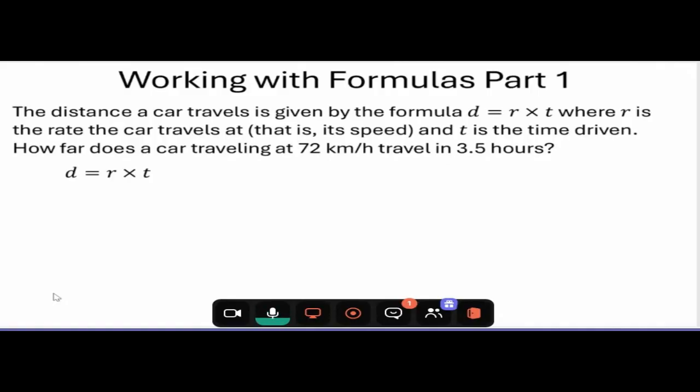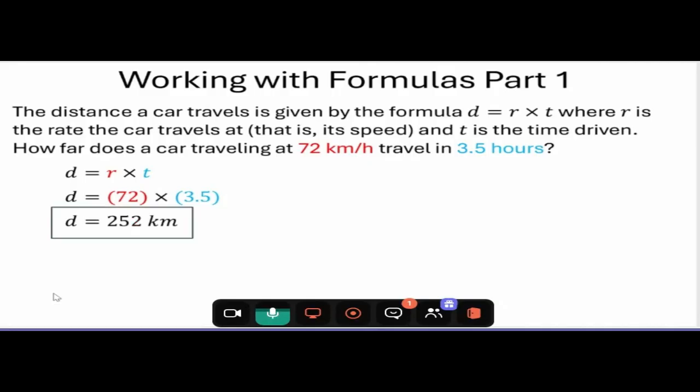Step 1, write down the equation. D equals r times t. Step 2, sub in all the values that you know, which continue for today to only be the values on the right-hand side. r becomes 72 and t becomes 3.5. And step 3, work out those numbers, and in this case it's just a simple multiplication. 72 times 3.5 is 252 kilometers. So if you drive at 72 kilometers an hour for 3.5 hours, you will go 252 kilometers.